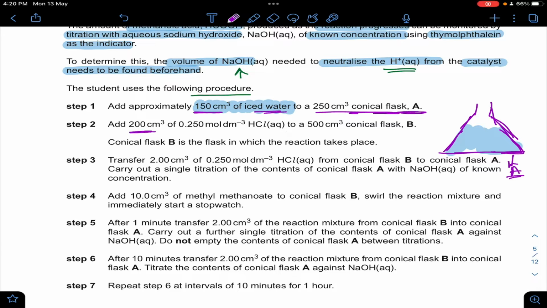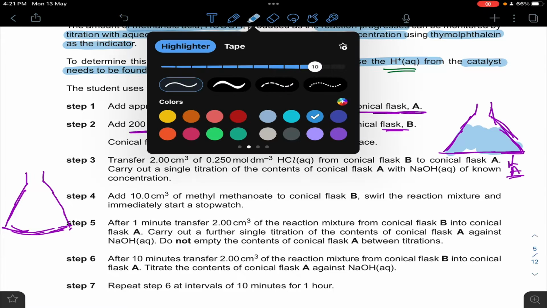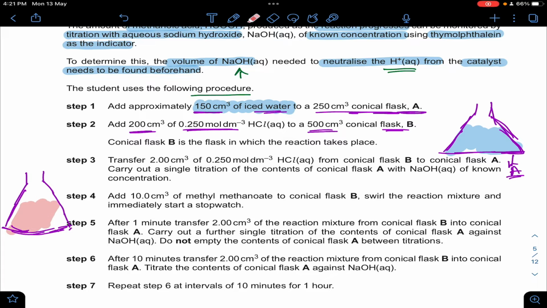Add 200 cm cube of 0.250 mole per dm cube HCl to a 500 cm cube conical flask B. Then we took another conical flask, and we add 200 cm cube of 0.250 mole per dm cube HCl. So this is conical flask B, which contains 200 cm cube of 0.250 mole per dm cube HCl. Conical flask B is the flask in which the reaction takes place.